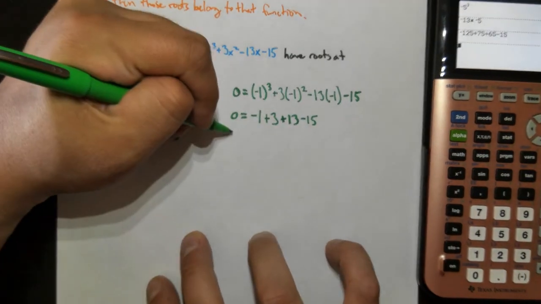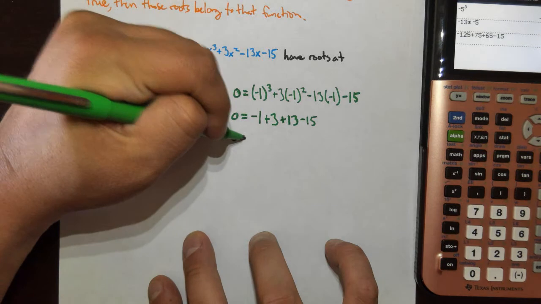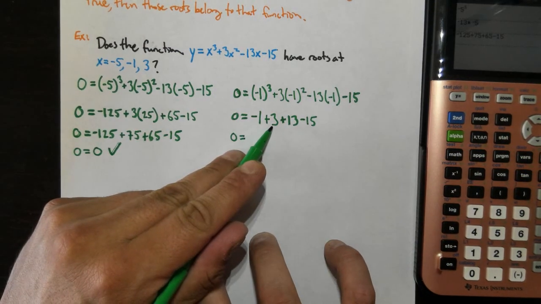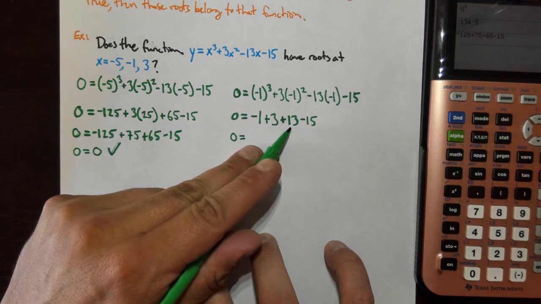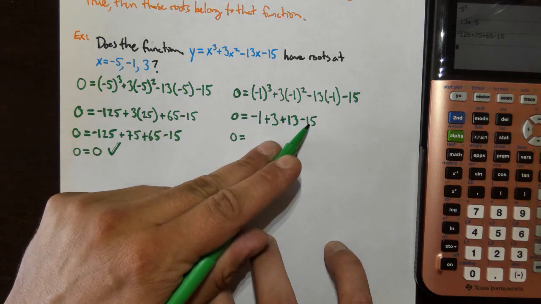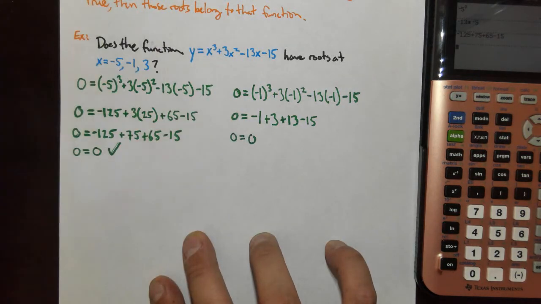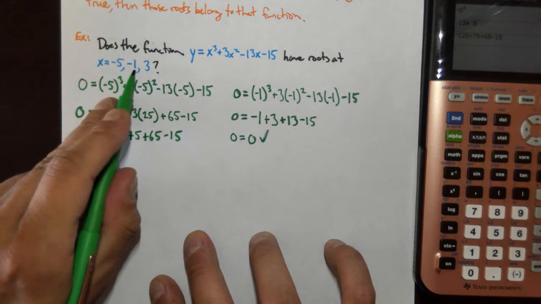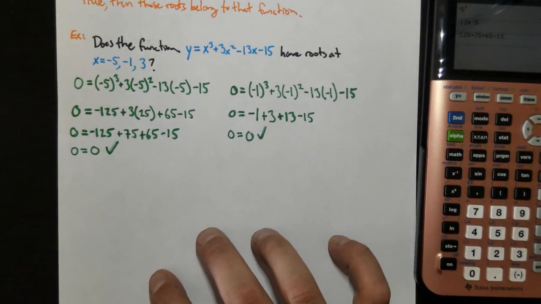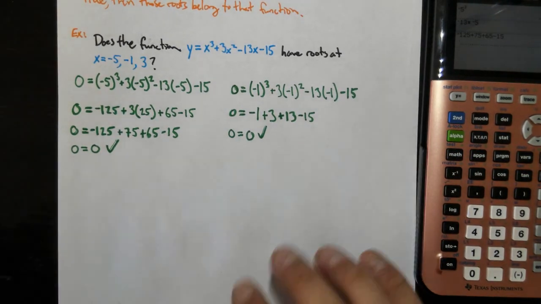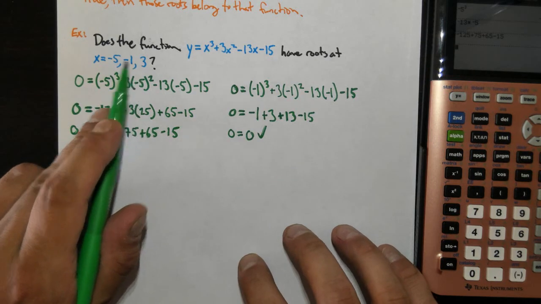Well, let's see here. Negative 1 plus 3 is 2. 2 plus 13 is 15. 15 minus 15 is 0. So very good. We know that negative 1 is also a 0. But we just have one more thing to do. We need to make sure that 3 is a 0 as well.